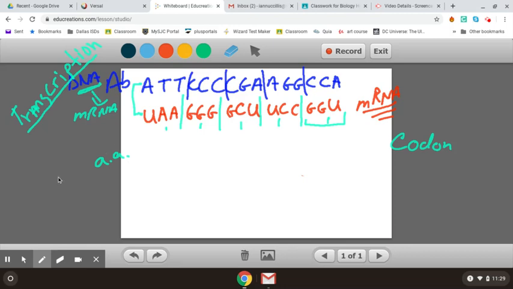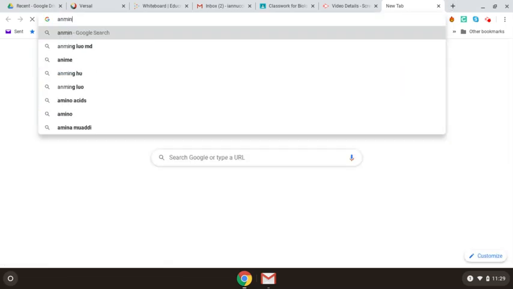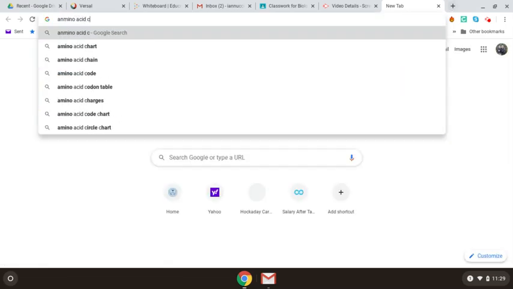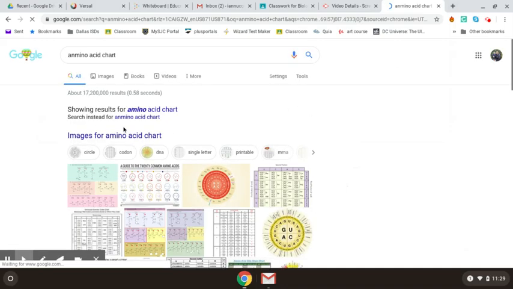And you have 20 different amino acids in the human body. The way that we make a protein is by stringing together these 20 amino acids in different amounts and in different orders, because amino acids have different shapes. So let me bring up an amino acid chart, and we can see the differences in the different amino acid shapes.